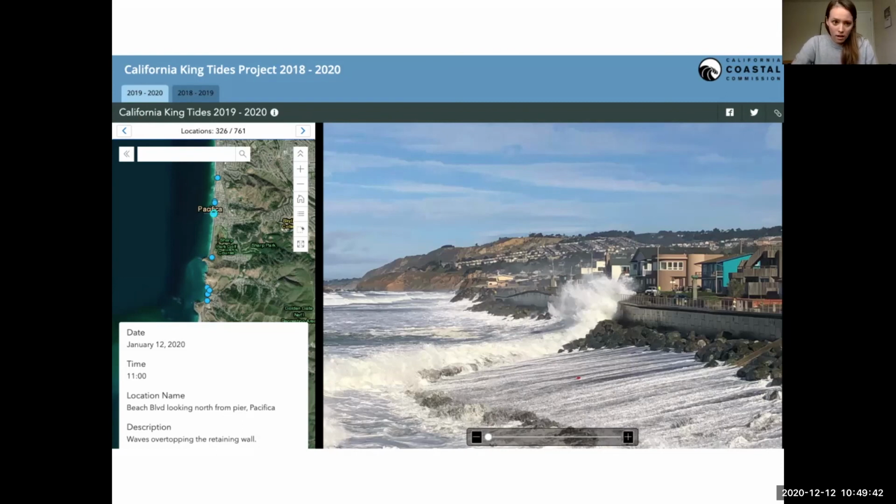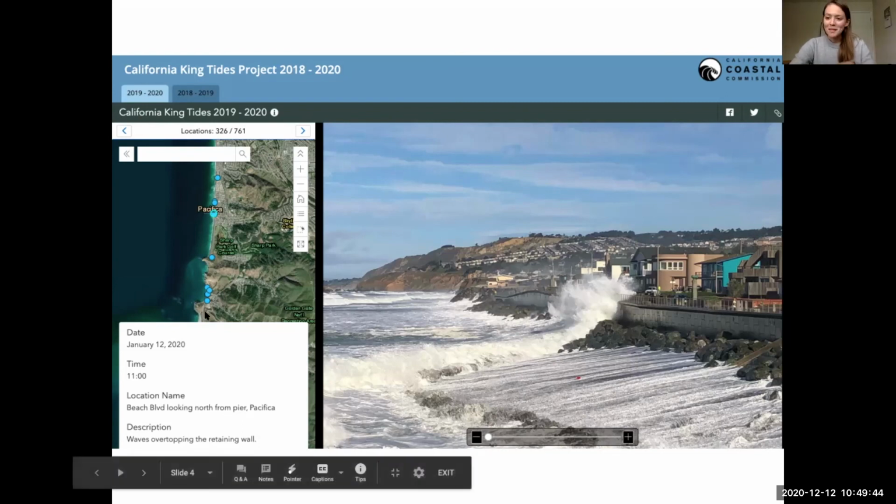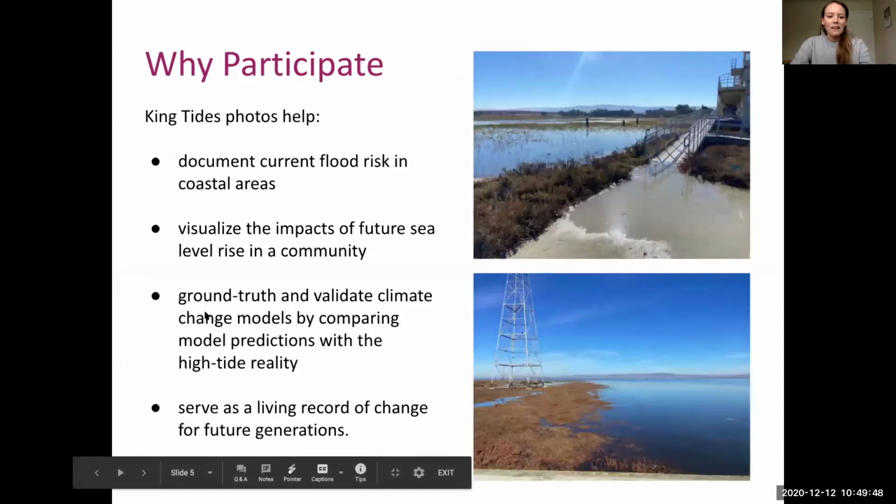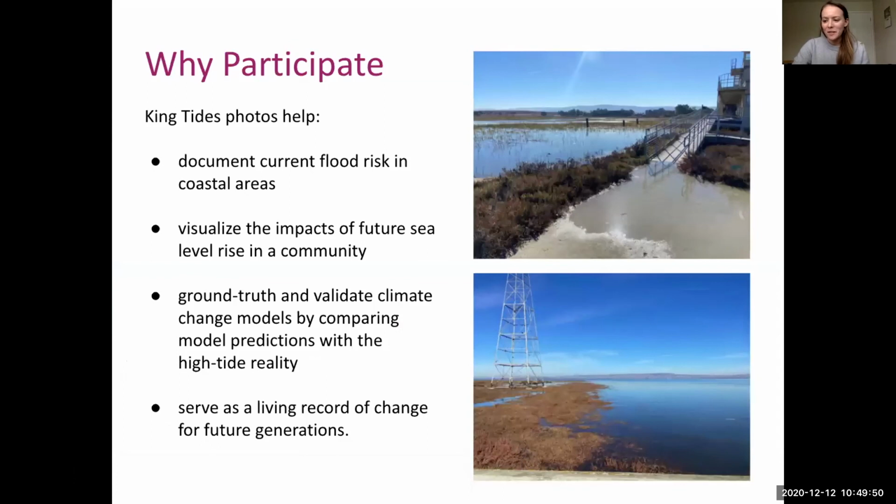So I encourage you to go look at what's been added in previous years, and then also participate this year. Like I was talking about, the king tides photos that people all around the state add are helping to document the current flood risk and help governments, nonprofits, and scientists visualize the impacts of future sea level rise in a community.